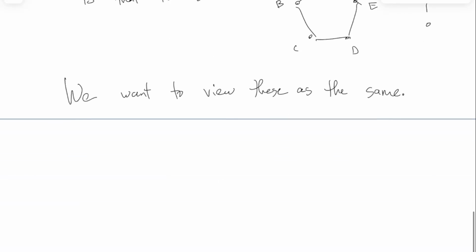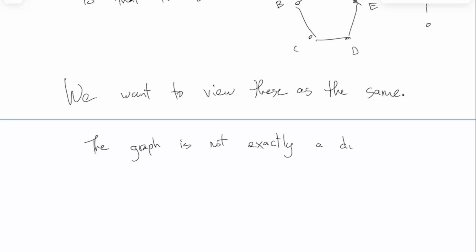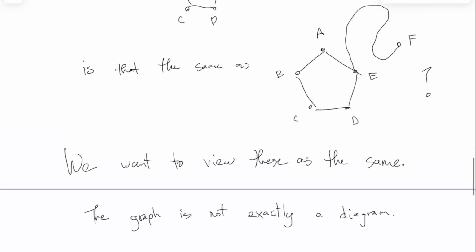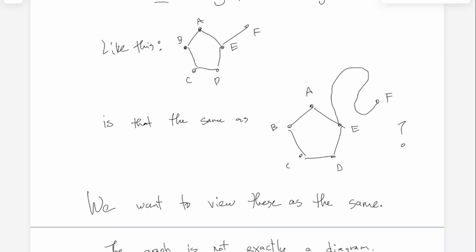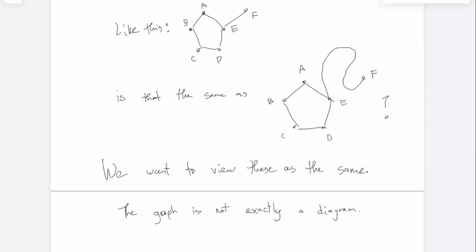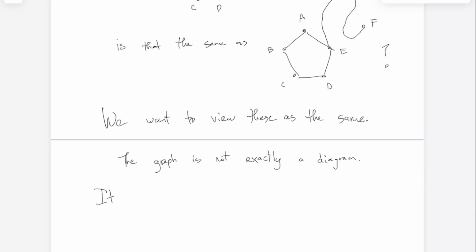So we want to view these as the same, and what that means is the graph is not exactly a diagram, right? Because those two things up there, those are different diagrams, but we want to judge those two diagrams as representing the same graph. So that means when I talk about a graph, I do not actually mean a graph is one of those diagrams. A graph is some kind of concept which is represented by a diagram, but what is the true nature of the graph? I will say the graph is not exactly a diagram. Its true nature is more abstract.